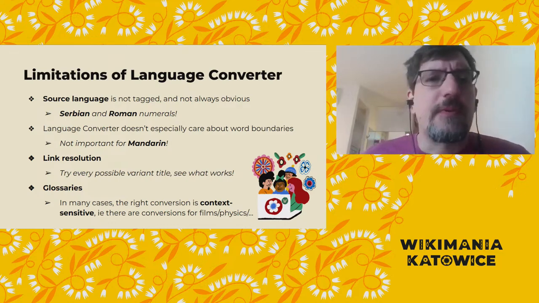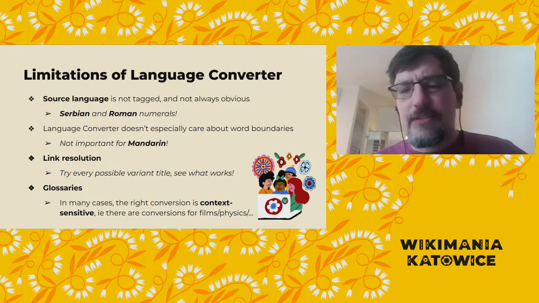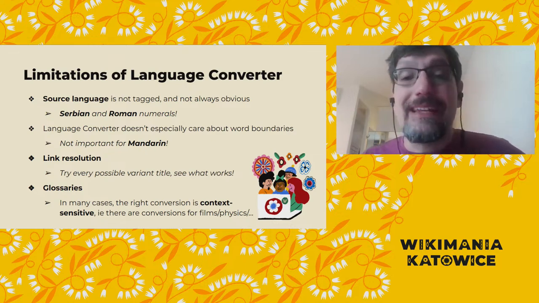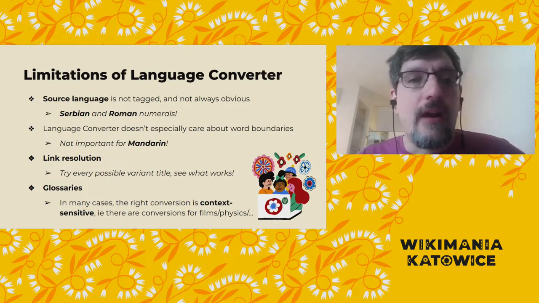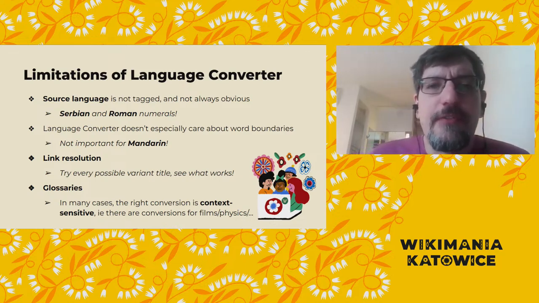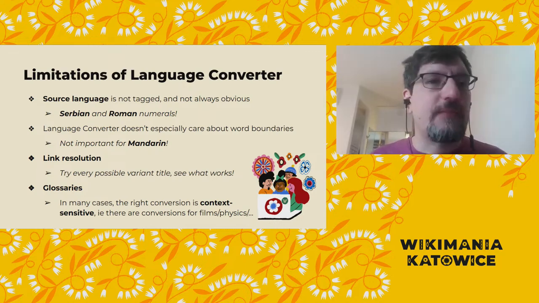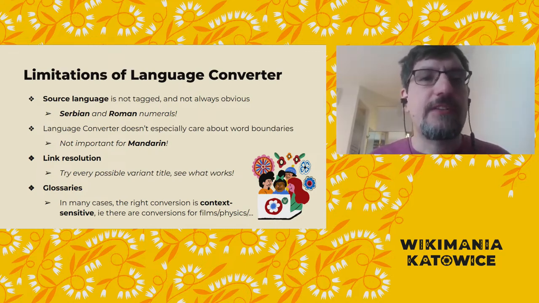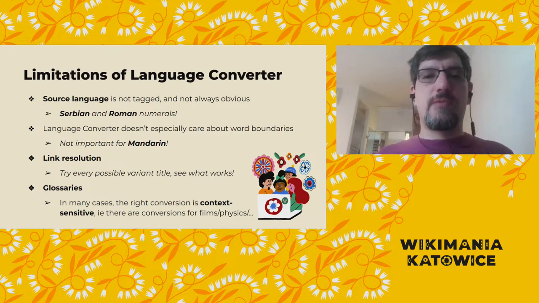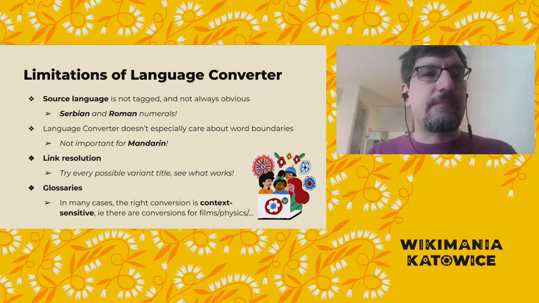Language Converter doesn't handle word boundaries particularly well, which is an artifact of its initial development for Chinese Wikipedia, where that wasn't important. Article titles are still in one script or the other, and we try hard to ensure that URLs are resolved no matter which script you wrote the title. Since the actual variant used for the title is not recorded anywhere, we try to convert every URL into every possible variant and see if any of them results in a matching title, which works, but it is sometimes surprising.